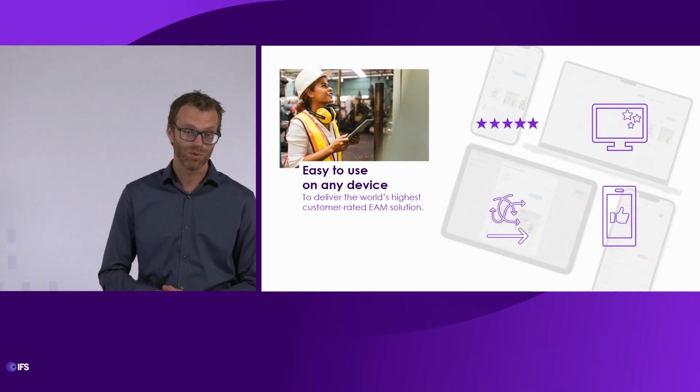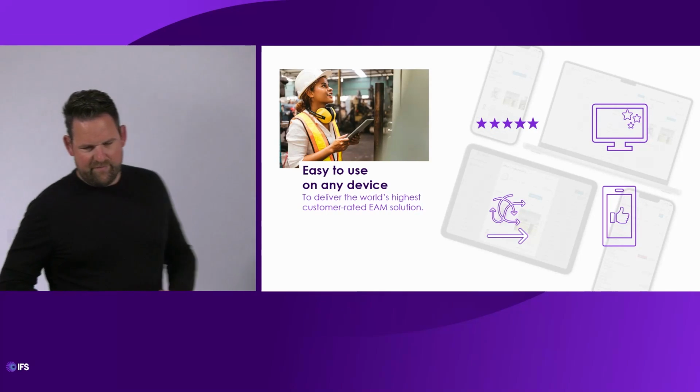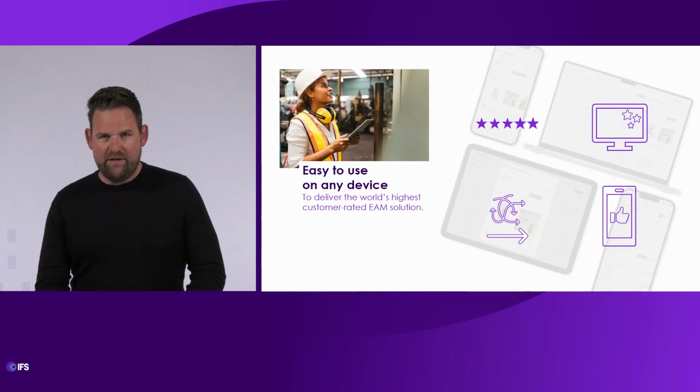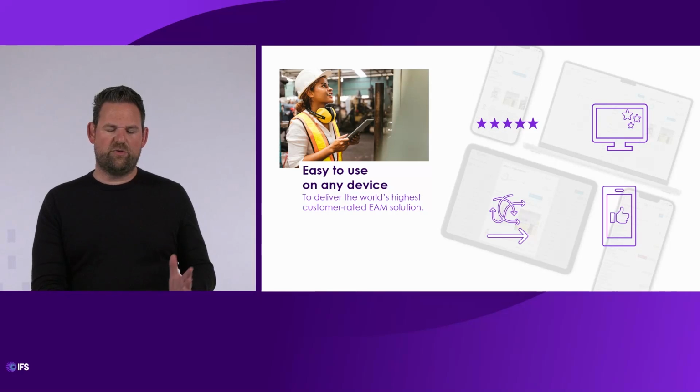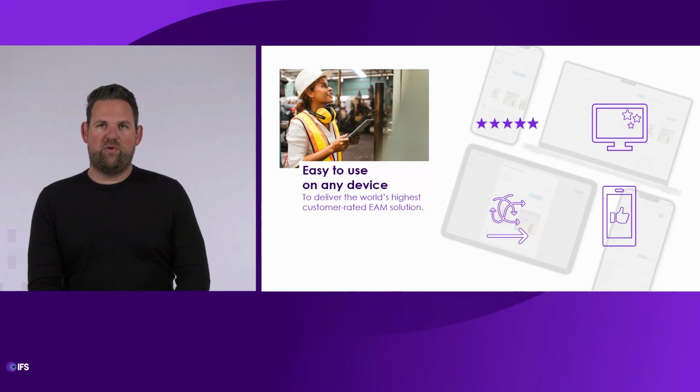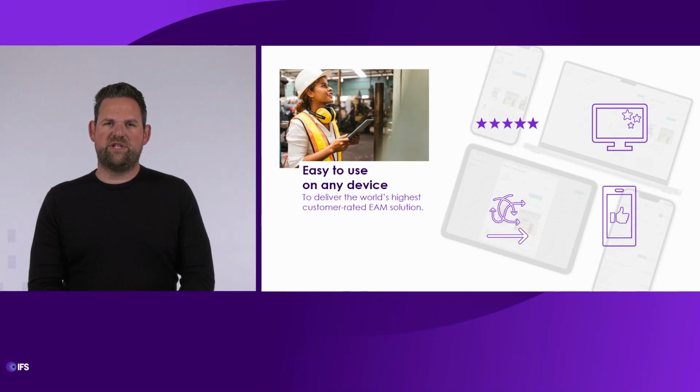Bert will do this one. Yes, back to me. The second theme we're going to handle today is easy to use on any device. What does that mean? Well, we want Ultimo to have a modern look and feel. We try to simplify the more complex functional areas. And of course, overall, we want to enhance the user experience in Ultimo. So let's have a look at what we have achieved and what we are working on.